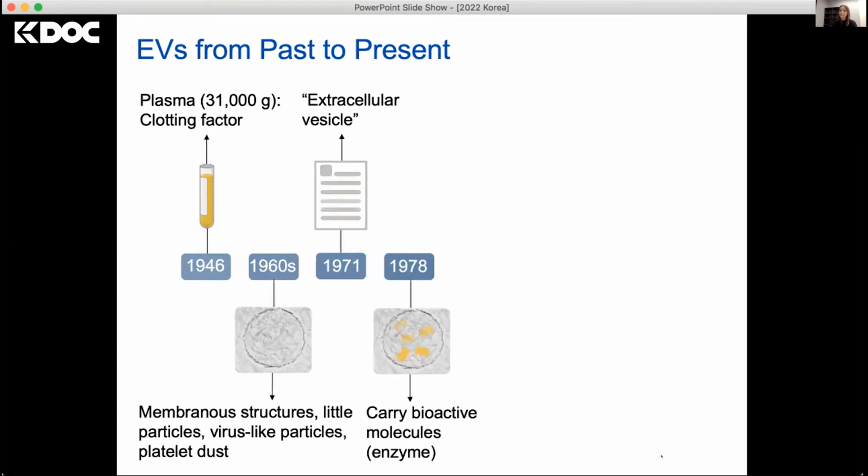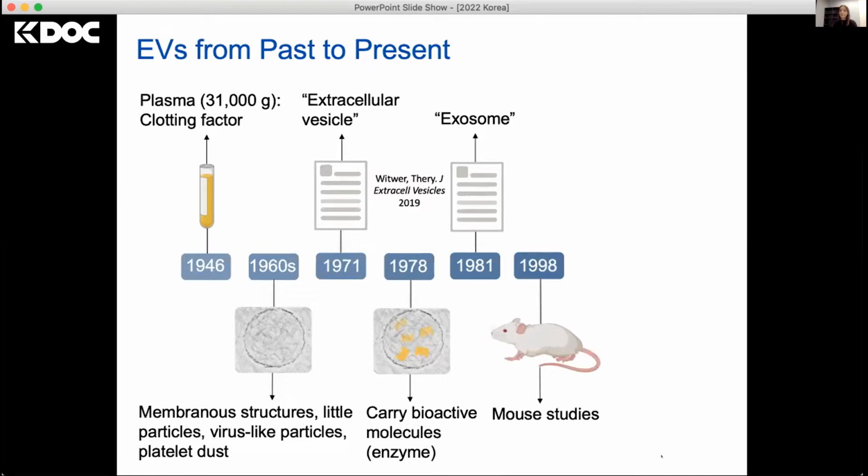And then in 1978, they were shown to carry bioactive molecules, in this case, enzymes. And then in 1981, the term exosome was first introduced to refer to these extracellular vesicles. Actually, the first speaker in the morning session has written a great paper looking at the terminology historically. So I recommend you look into Ken's paper in the Journal of Extracellular Vesicles talking about the terminology. And then in 1998, some important mouse studies were performed, and some of those were then used to do the first clinical studies that involved mammalian extracellular vesicles.